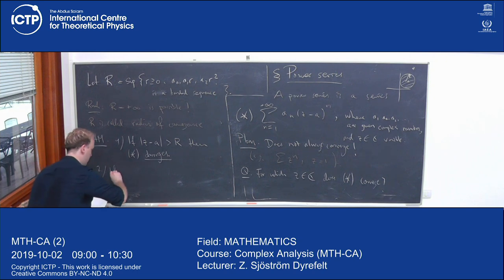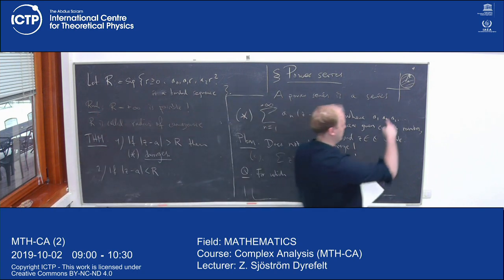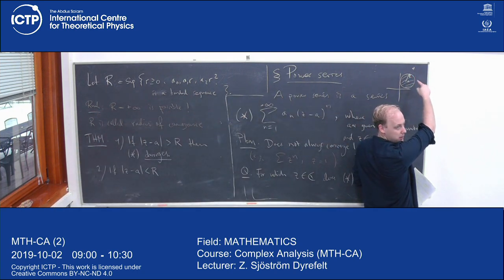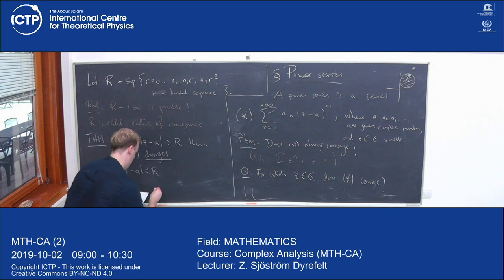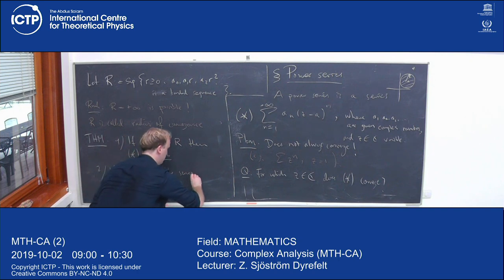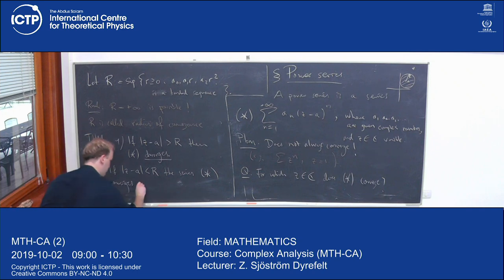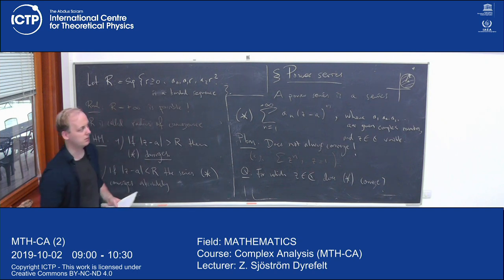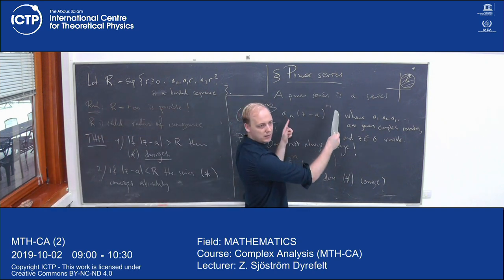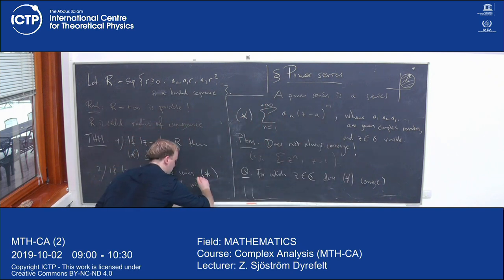Two, if it's inside, so important, strictly inside here, not on the boundary, but strictly inside, then the series star converges, and not only does it converge, but it converges absolutely. Converging absolutely means that if you take the absolute value of all these terms, then this thing converges. And it converges uniformly.